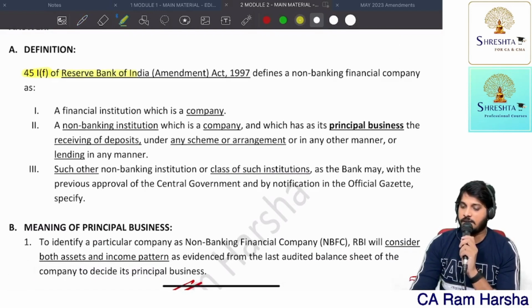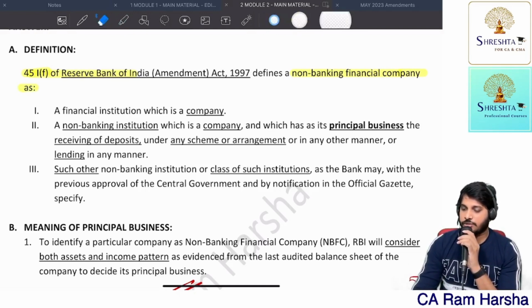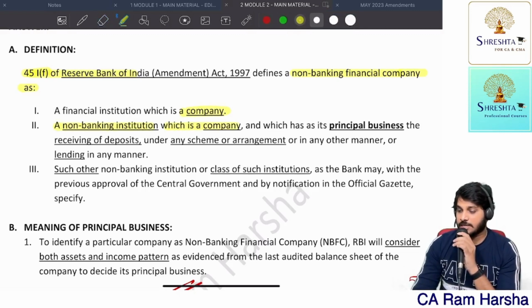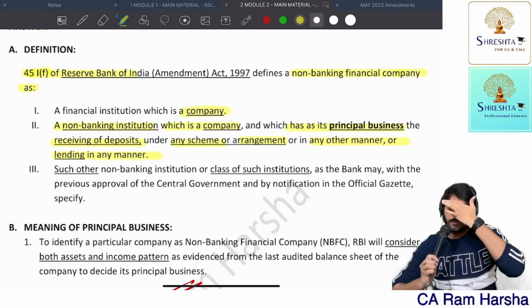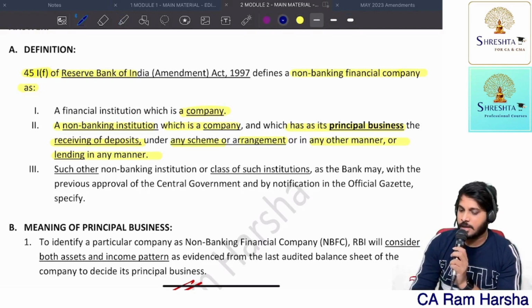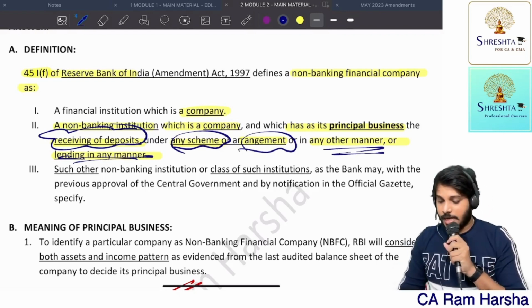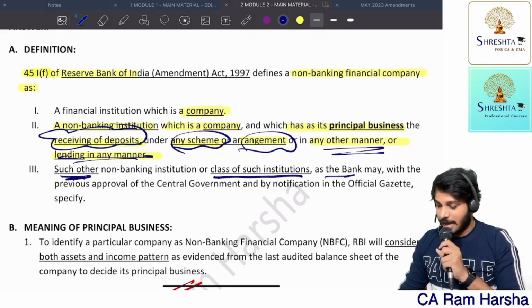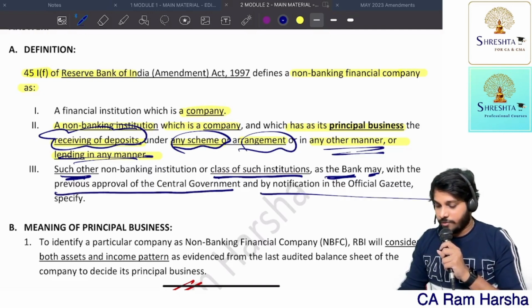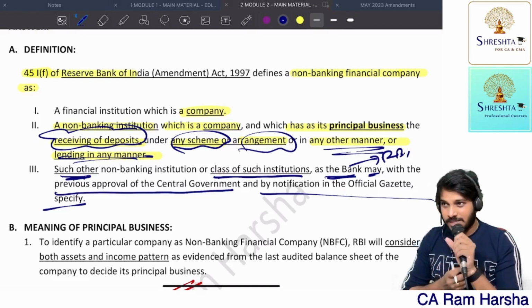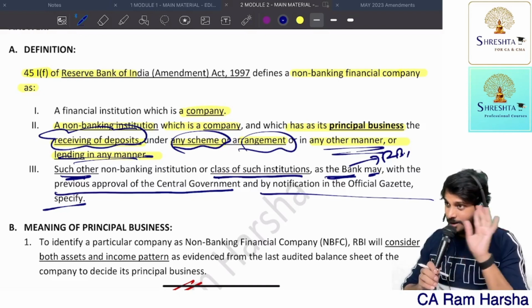The provisions discussed are under Section 45I, subsection (f), Reserve Bank of India Act. It defines what a non-banking finance company is. A non-banking finance company is a company which is a financial institution. It's a financial institution which is a company, a non-banking institution, which has as its principal business receiving deposits under any scheme or arrangement in any other manner, or lending in any other manner. What is a principal business? Accepting deposits under any scheme or arrangement in any other manner, or lending in any other manner. Or such other class of institutions as the bank may, with the previous approval of the government, specify by notification in the official gazette. Bank means what? Reserve Bank. Sometimes in NBFC law, they simply use the word bank, which means the Reserve Bank. Getting it?